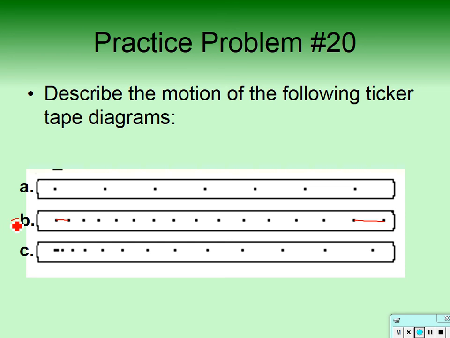Now, if I asked you guys to compare B and C, which one's accelerating faster? C is accelerating faster. It was almost no motion right here. Those dots are very close together. At the end, they were much farther apart. So C has greater acceleration. Good job.